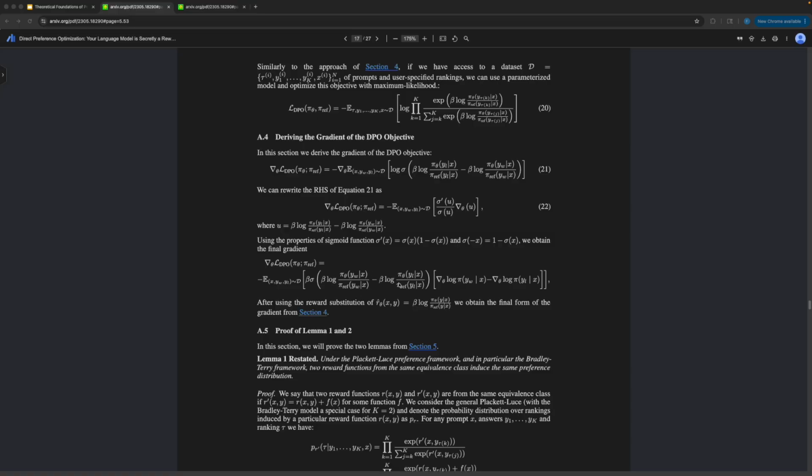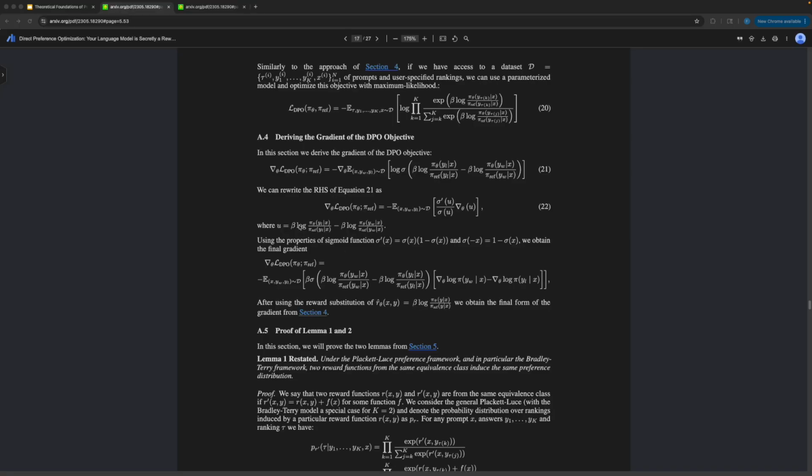So what we get here is beta times log of the probability ratio of y_l minus beta times log of the probability ratio of y_w, where the probability ratio is pi theta upon pi ref. So these two terms would be exchanged. I think in this derivation they made it incorrectly, times the derivative with respect to theta of u, where u is negative of this term here.